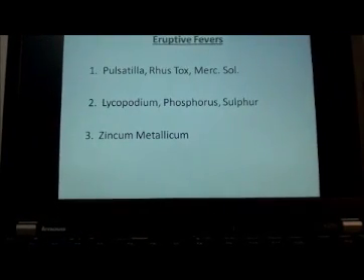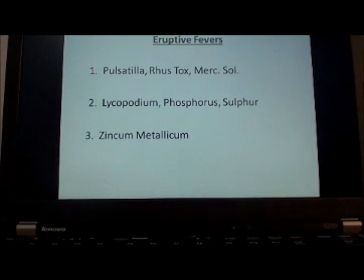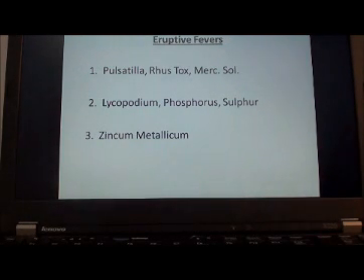Now, eruptive fevers, that is measles and chickenpox, are not very common, but yes, sometimes we do get cases of measles and chickenpox. The most commonly indicated drugs in these conditions, look at the list: Pulsatilla, Rhus tox, Mercurius sol, Lycopodium, Phosphorus, Sulfur, Zincum metallicum. Now, most of the time, the case is over with Pulsatilla, Rhus tox, Mercurius sol.